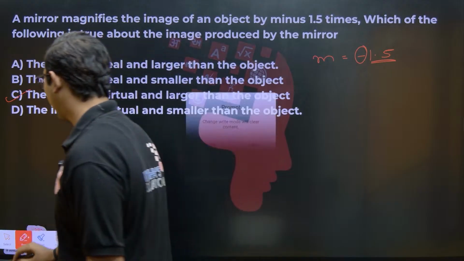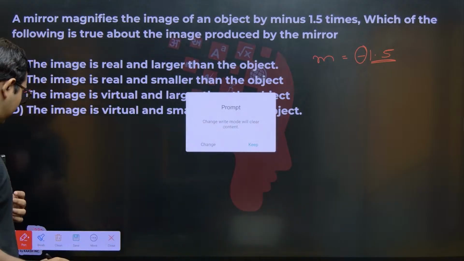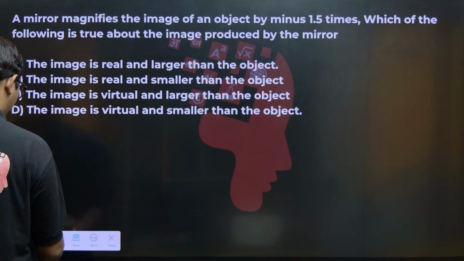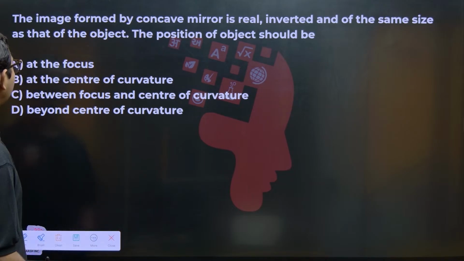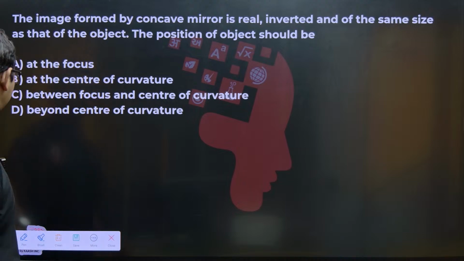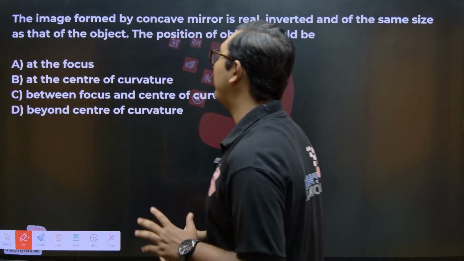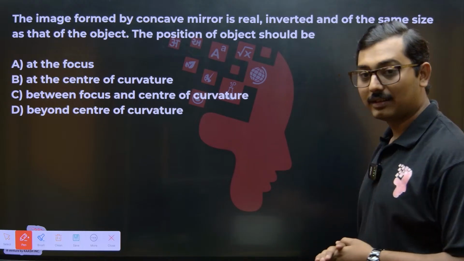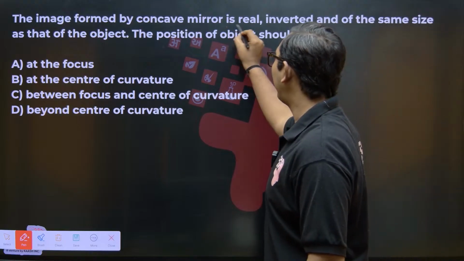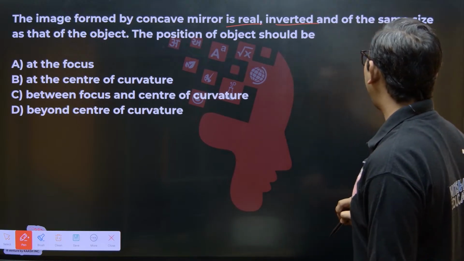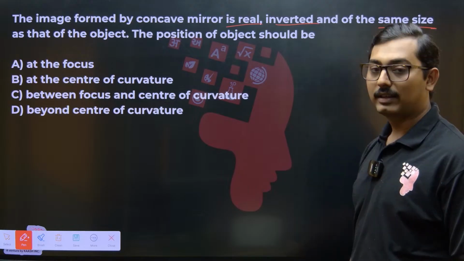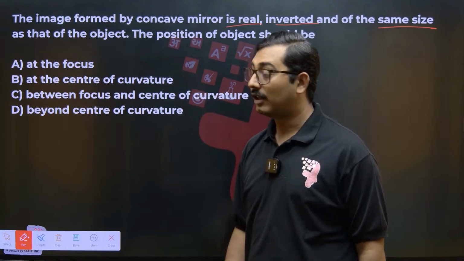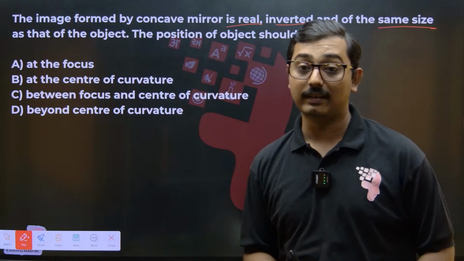Now let's move on to the next question. The next question says that the image formed by the concave mirror is real, inverted, and of the same size. It has not been magnified; it is of the same size as the object. The position of the object should be?